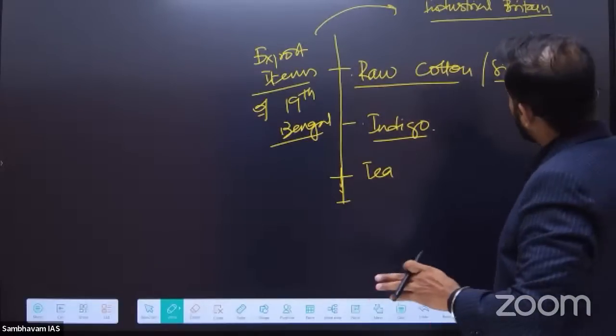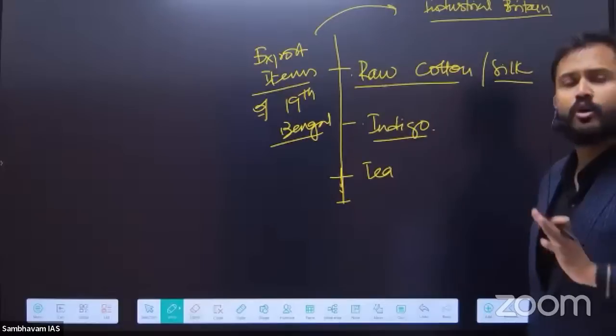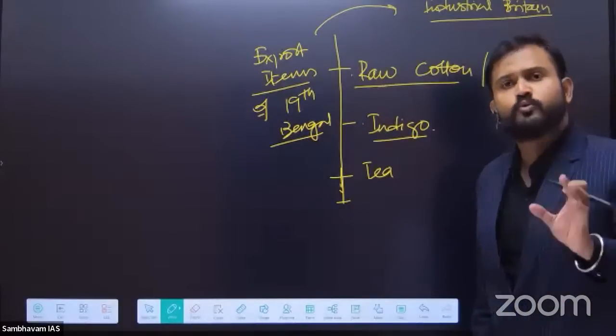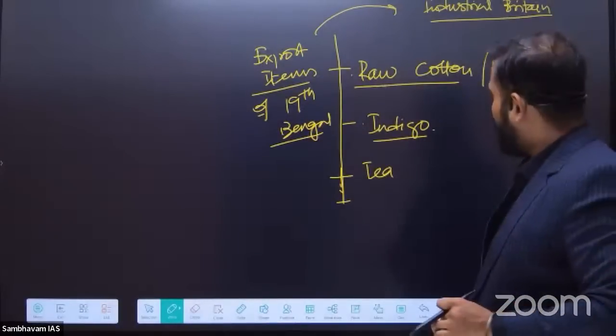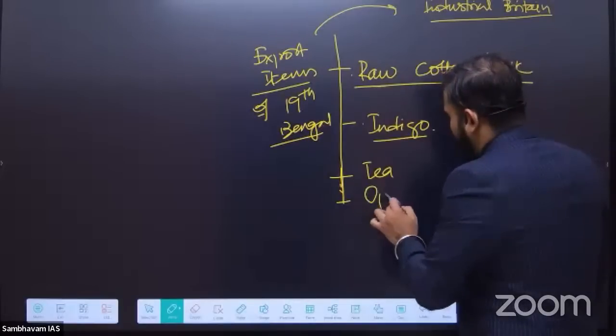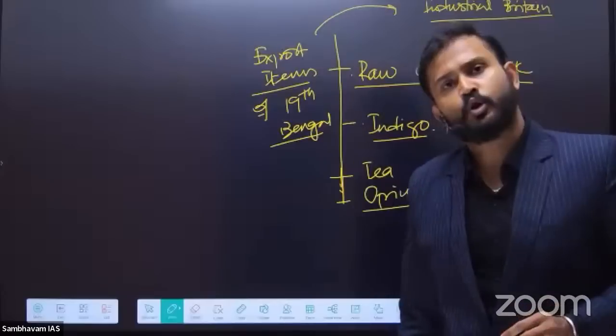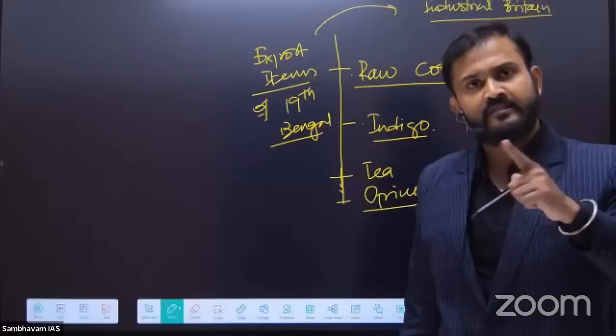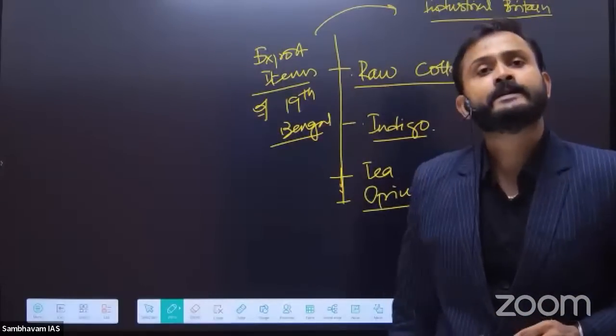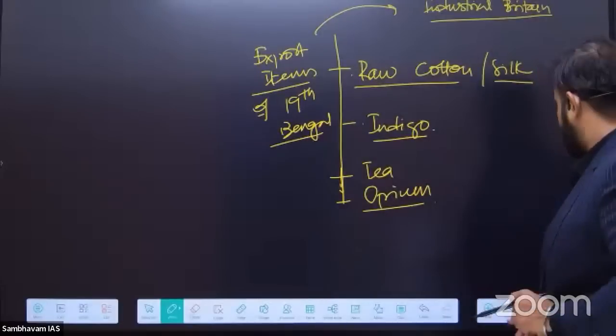That means what I intend to say is that they will be suppliers of raw material and also food. The export basket, yes, opium, I remember. India or Bengal was also exporting opium, especially to balance the trade deficit with China. These were the export basket.